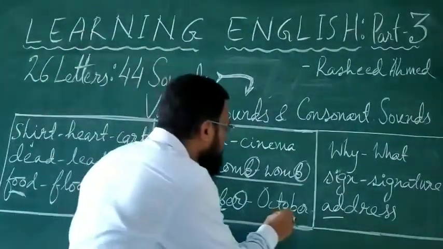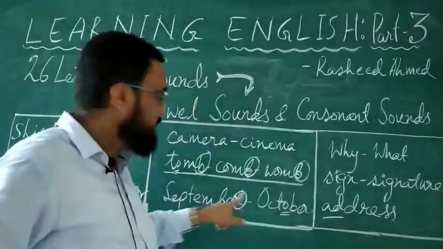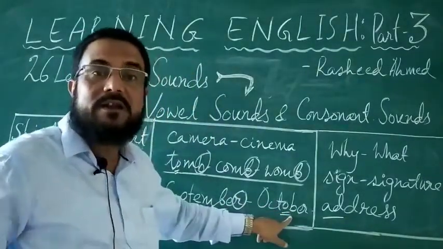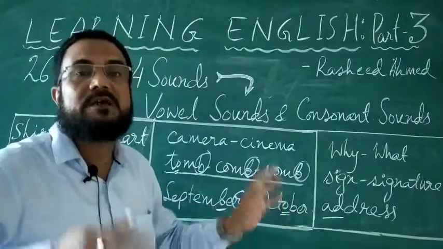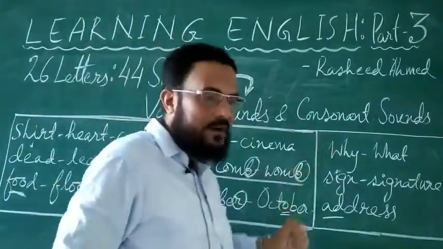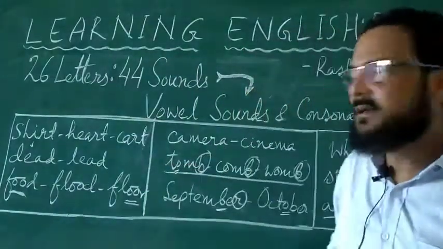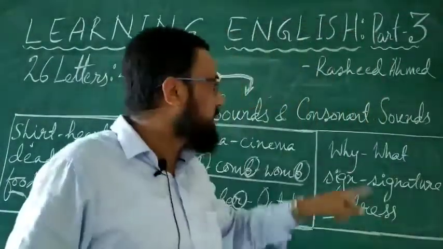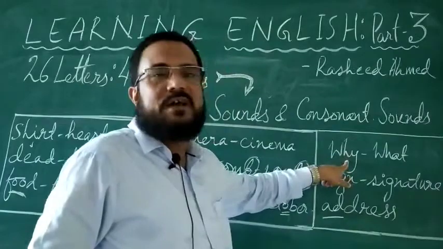Here it is not Octu, it's October. September, October, November, and then December. Coming to the next ones, you see the words beginning with WH. What happens here? In the words beginning with WH, the H is silent.